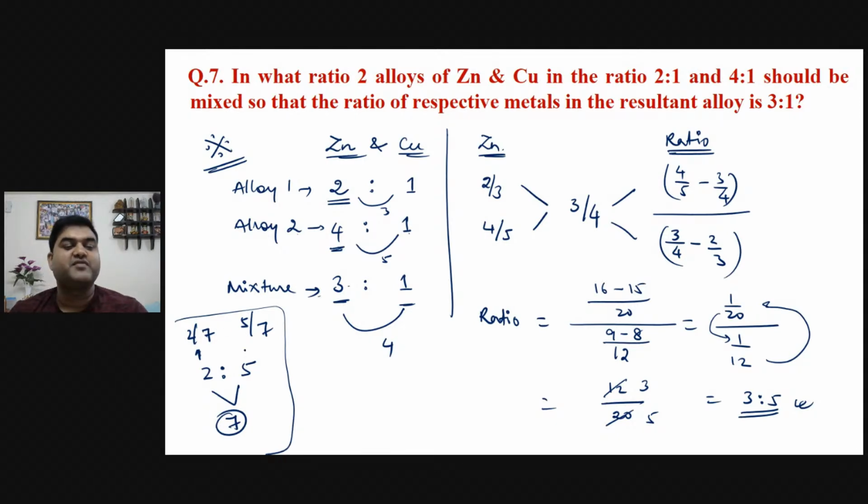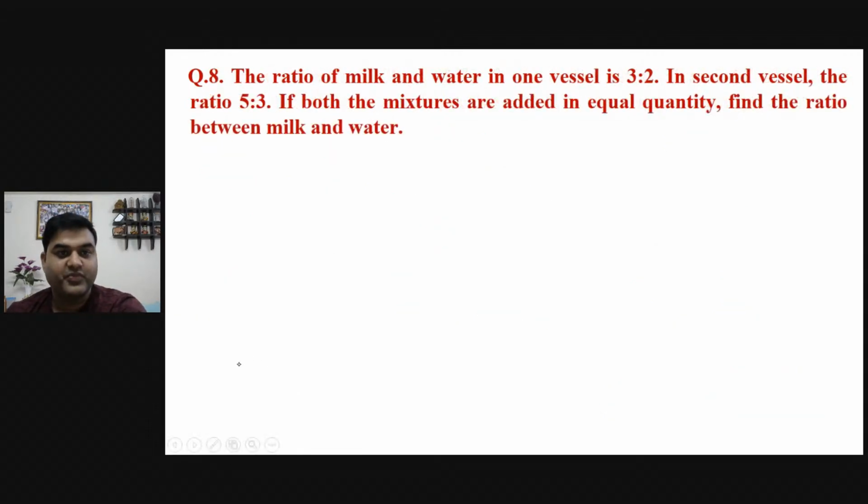If you have understood this much, most of the sums on ratio can be done. Similarly, percentage is anyway given, so we should understand this. Okay, let's see the next sum. The ratio of milk and water in a vessel is 3 is to 2. In the second vessel, the ratio is 5 is to 3. If both the mixtures are added in equal quantity, find the ratio between milk and water.